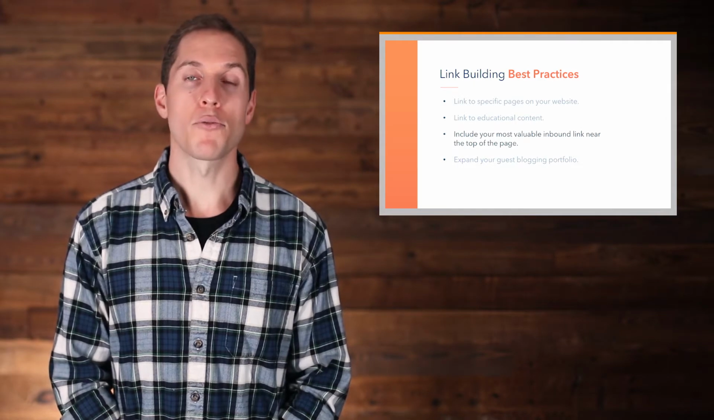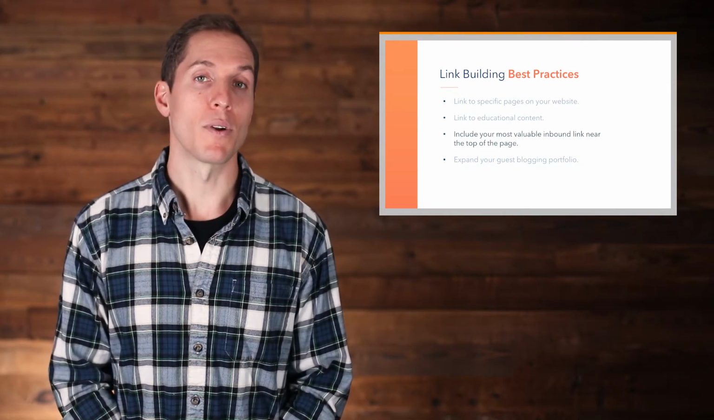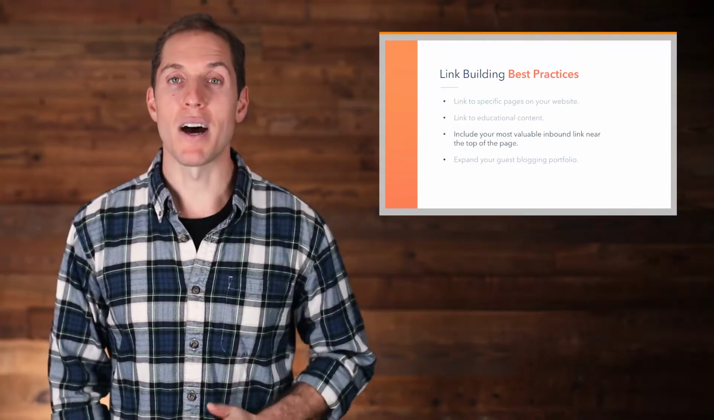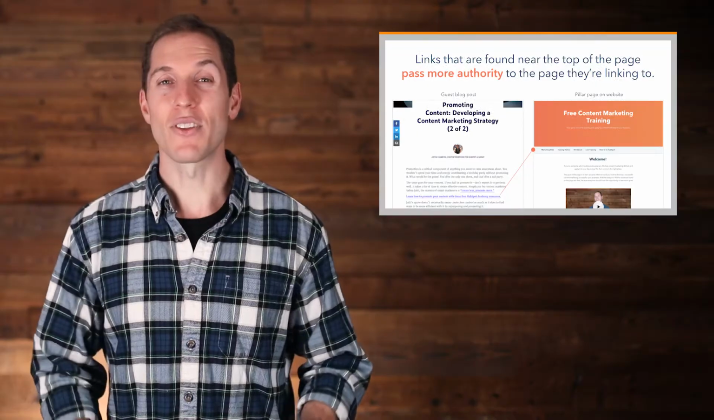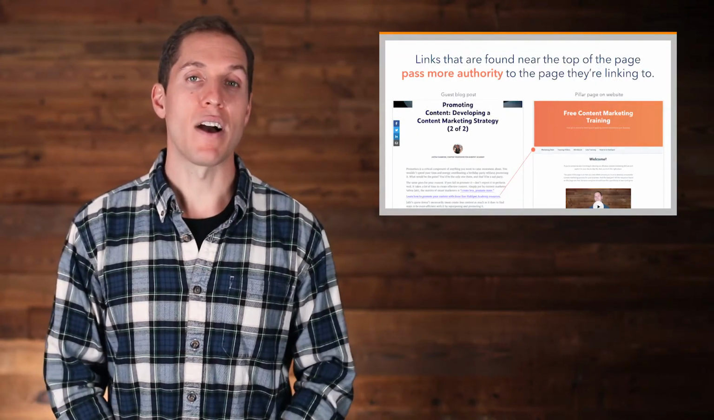Search engine bots crawl through a page's content the way a human would read it, left to right and top to bottom. Links that are found near the top of the page pass more authority to the page they're linking to. Each link thereafter will have a reduction in value.